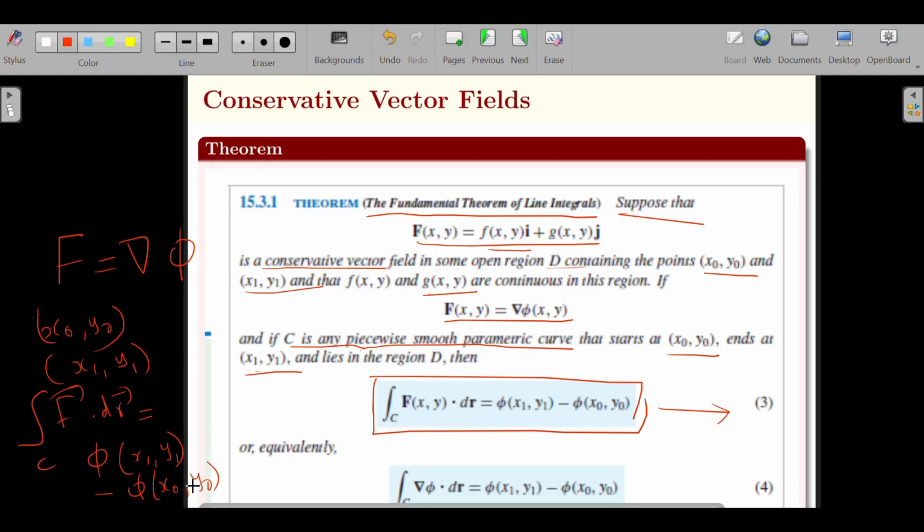This simply says that if you take any curve joining the points (x0, y0) and (x1, y1), then the work done to move the particle from (x0, y0) to (x1, y1) does not depend on the curve C. It only depends on the value of phi at the endpoints of the curve. That is what this theorem says. If F is a conservative vector field, then the work done to move a particle from one point to another does not depend on the path joining these two points. It only depends on the endpoints. So it is path independent. This is the crux of this result.